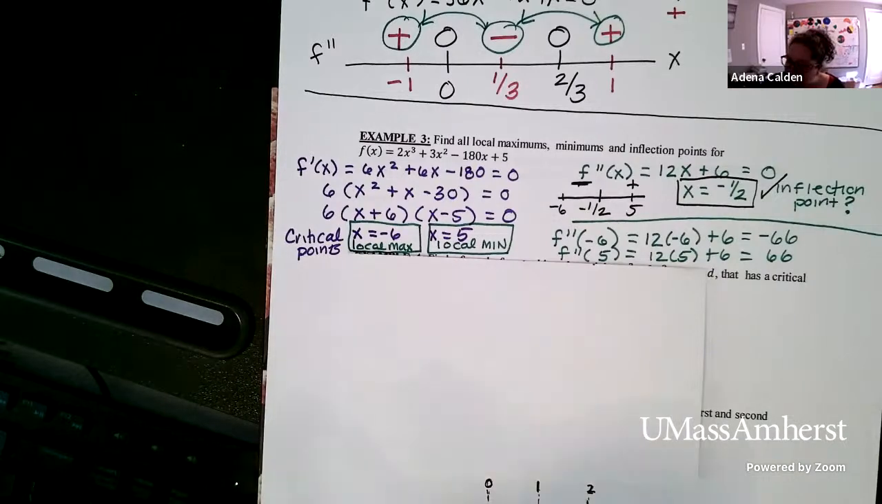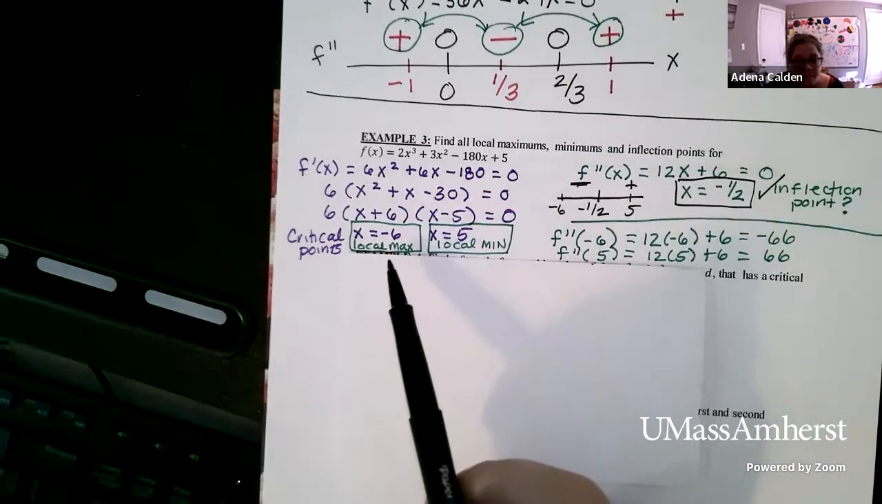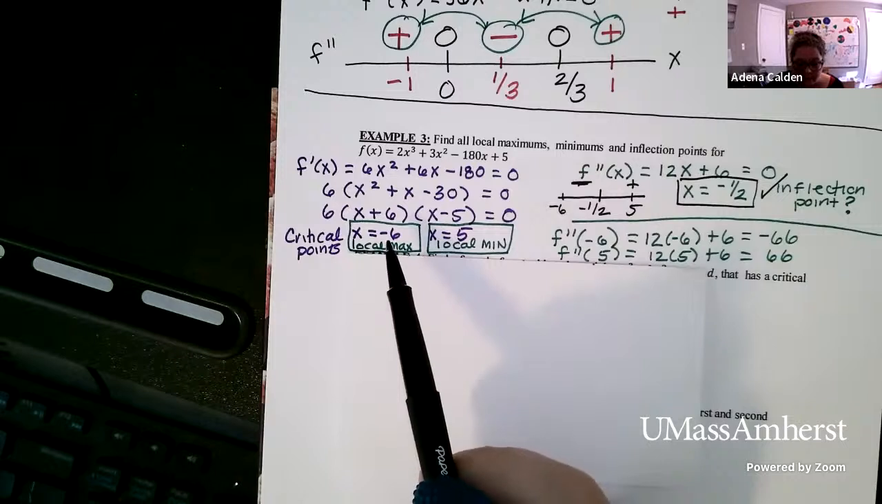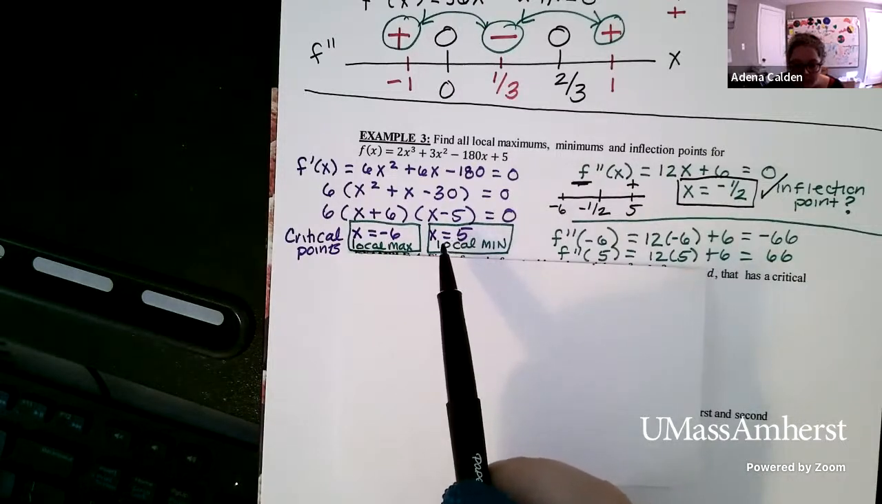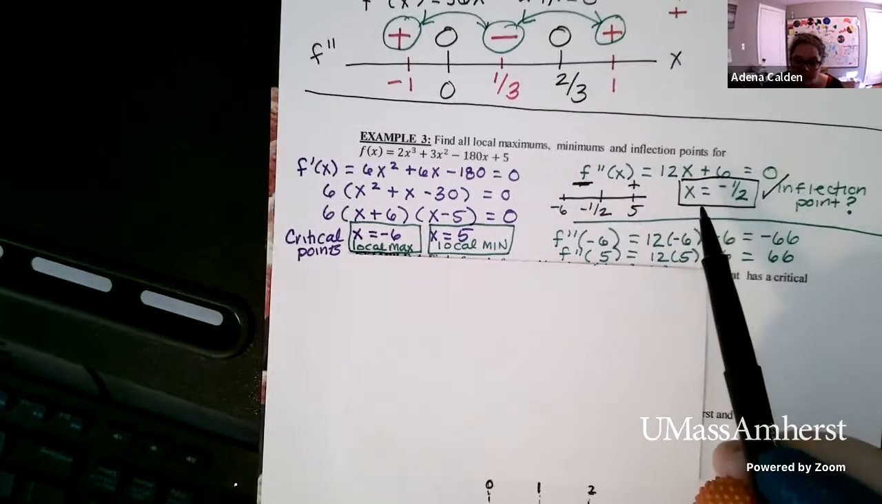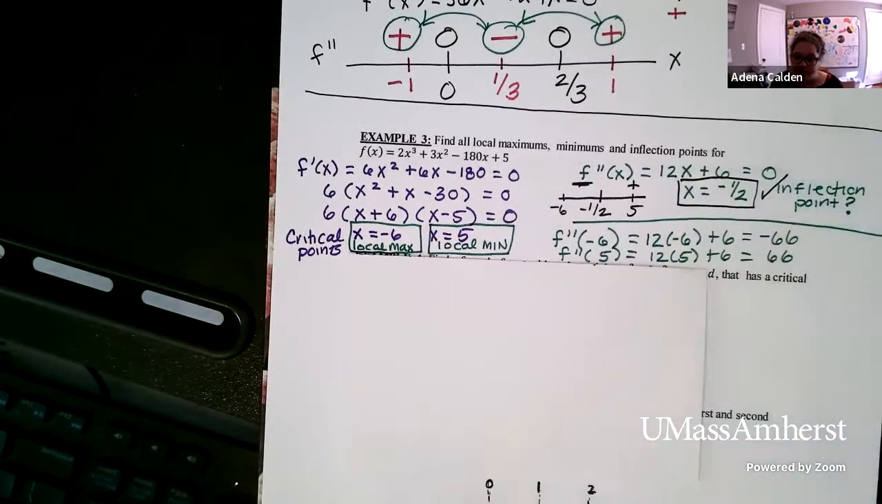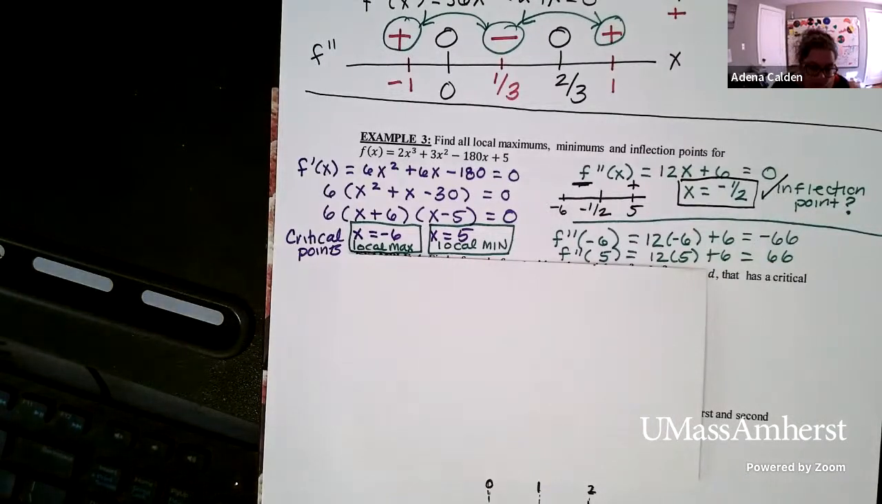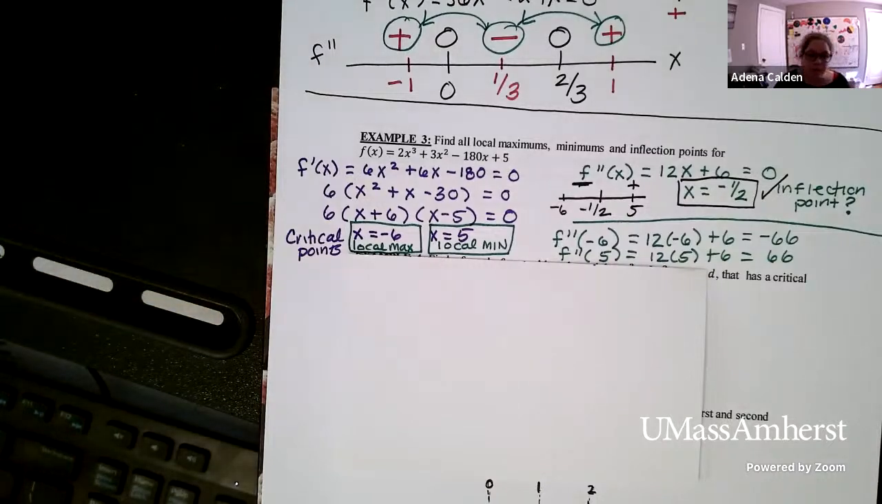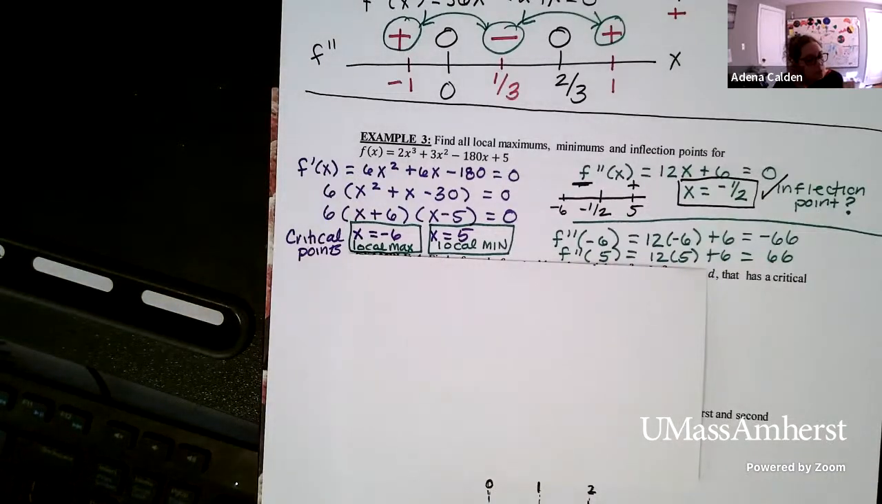So here, the final result is that we have a local maximum at x equals -6. We have a local minimum at x equals 5, and we have an inflection point at x equals -1/2. Okay, and so again, it's very common that these things are done together. Okay, so those are sort of the common computational ways that we think about inflection points.